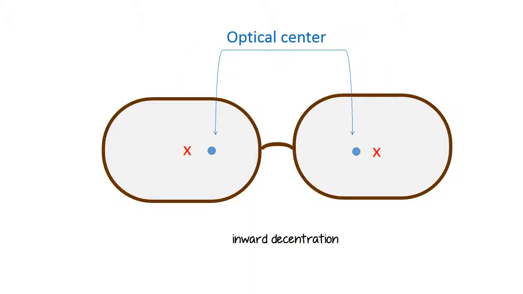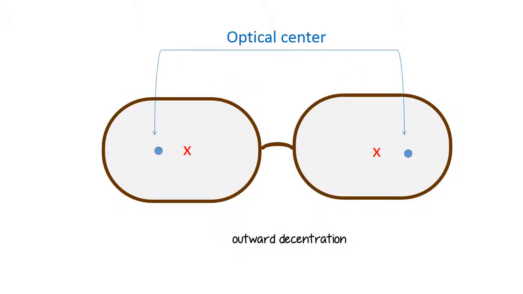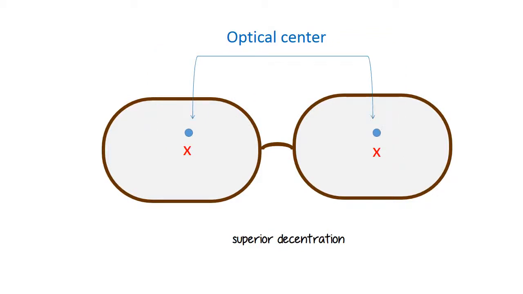If the optical center of the lens, either on one lens or both lenses, is nasal to the patient's visual axis, that's called inward decentration. If the optical center is temporal to the patient's optical axis, it's called outward decentration. And then, of course, we have superior decentration and inferior decentration.